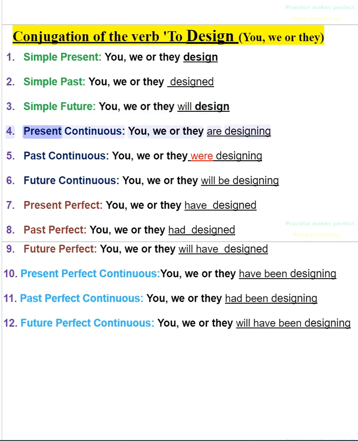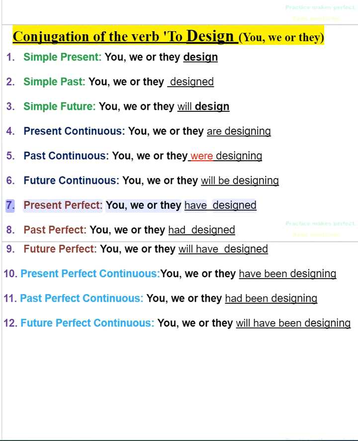4. Present continuous, you, we, or they are designing. 5. Past continuous, you, we, or they were designing. 6. Future continuous, you, we, or they will be designing.